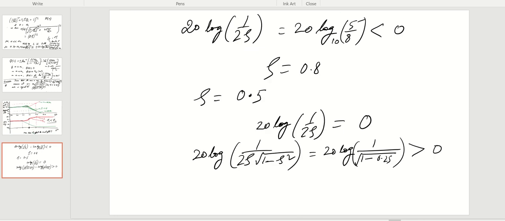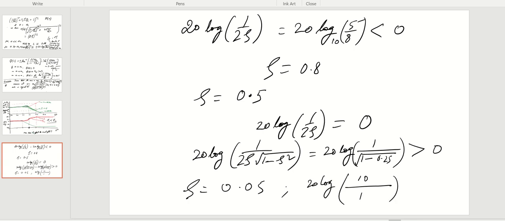If we make it even lesser, let's say we choose something drastically lesser, zeta is equal to 0.05. This is really going to be very high. Then we are looking at 20 log of, so 0.05, 0.1, 10 over, okay, we can almost assume this to be 1, is it not? Yeah, I guess so. So this is almost equal to 20.